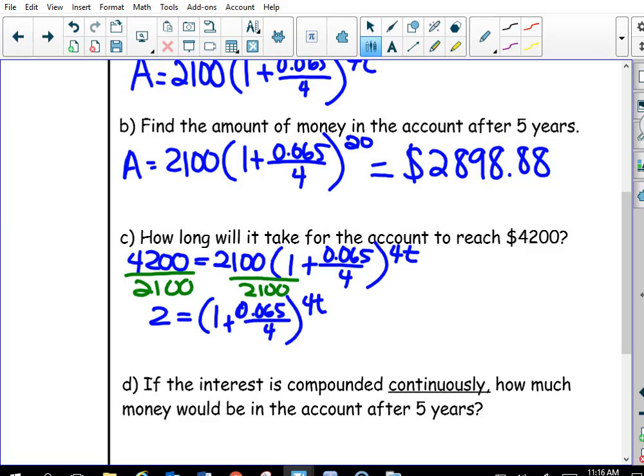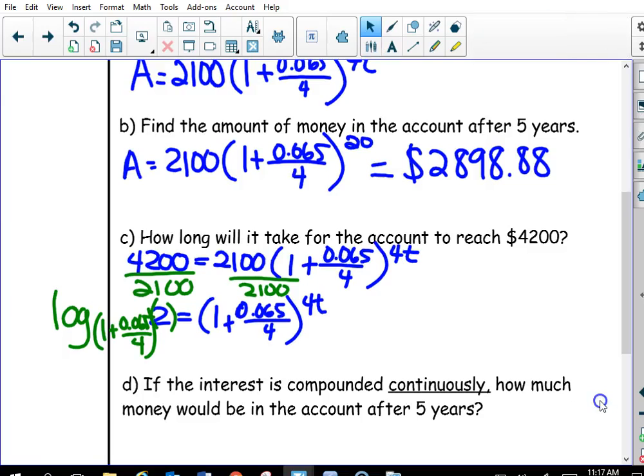A reminder, we're undoing an exponential equation. The only way we can do that algebraically is to use a logarithm. So I'm going to apply a log of the same base to both sides. On the left-hand side, I'm going to apply log of base 1 plus 0.065 over 4 to 2. And when I do that to the right-hand side, and just because I don't have room, I'm not going to show it, the base of my log cancels the base of my exponent, and I'm just left with 4t.